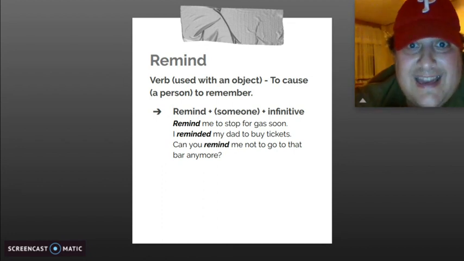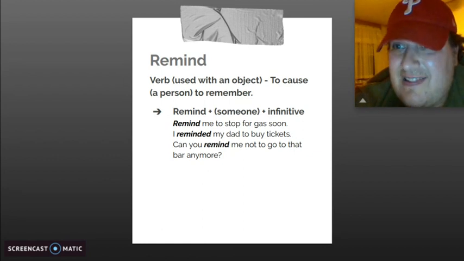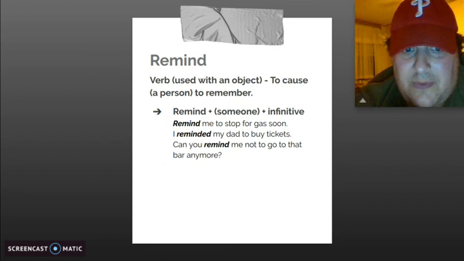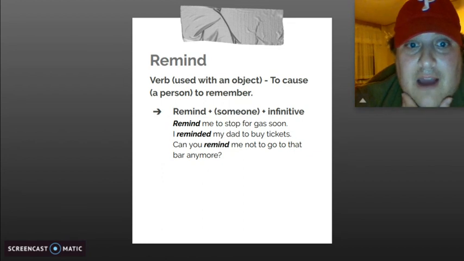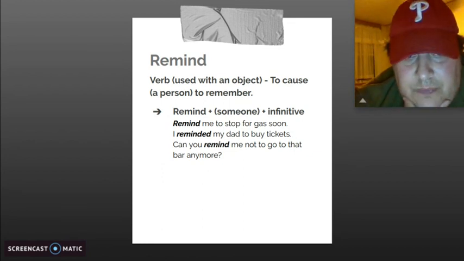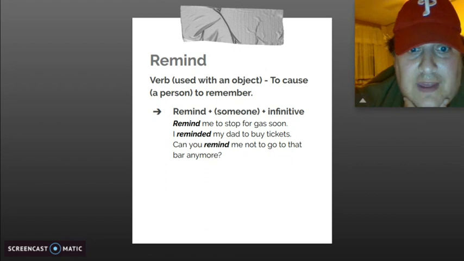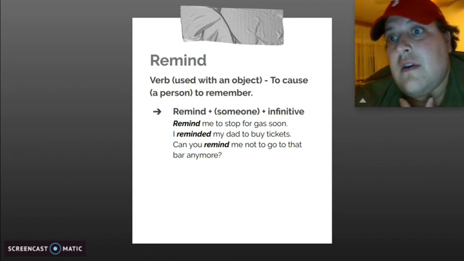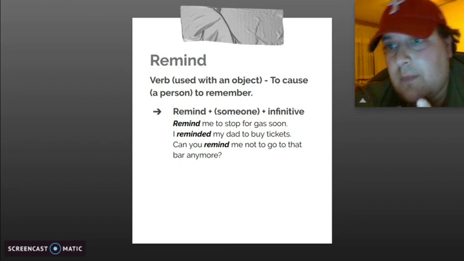So we would say reminded with that ID sound at the end, for the regular verbs that end with a D sound. "I reminded my dad to buy tickets." "Can you remind me not to go to that bar anymore?" Okay. So this is how we would use remind most of the time.